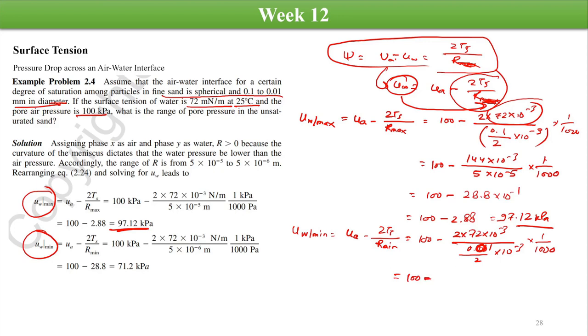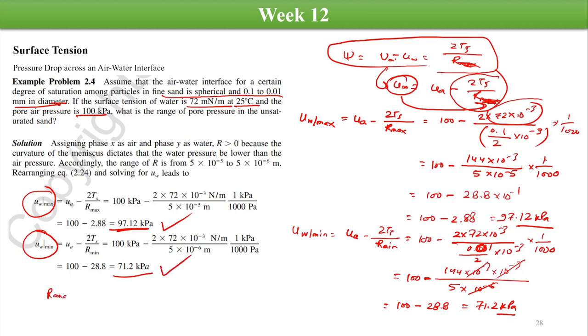100 minus 2 into 72, that is 144 into 10 to the power minus 3, into 10 to the power minus 3, upon 5 into 10 to the power minus 6. These will cancel out. So 100 minus, if we solve this one, we get 28.8. So it will be 71.2 kPa. So the value of UW max is this one, and UW min is this one.